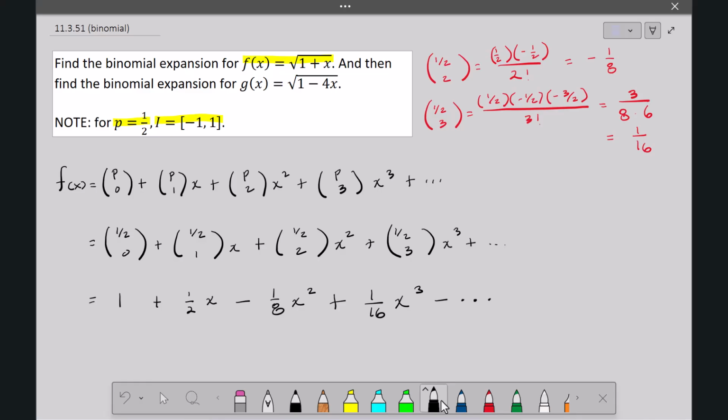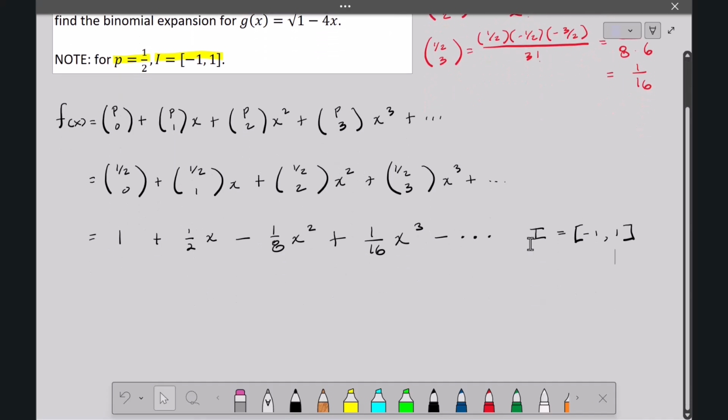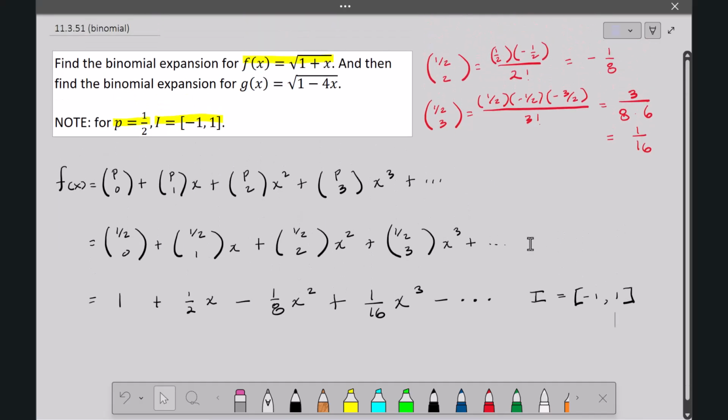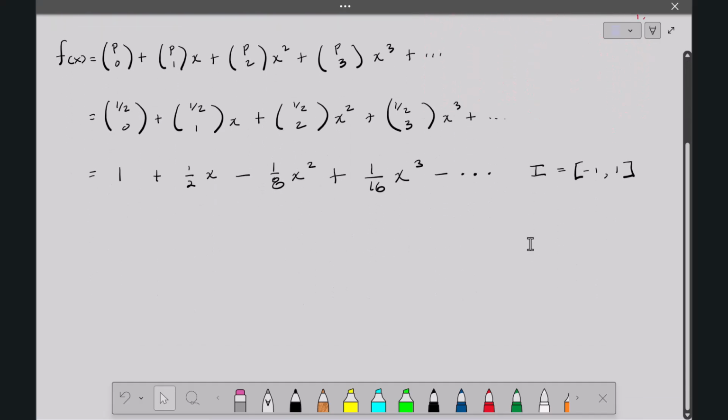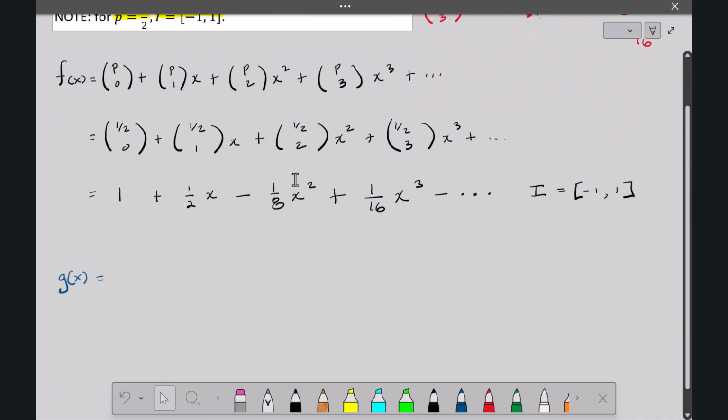And the interval of convergence here is going to be -1 to 1, including the endpoints. So let's go ahead and do the second part of the question. We want to find a binomial series expansion for the square root of 1 minus 4x. So 1 minus 4x, that's g. We are going to replace all the x's in the series expansion for f. All those x's are going to be replaced with -4x.